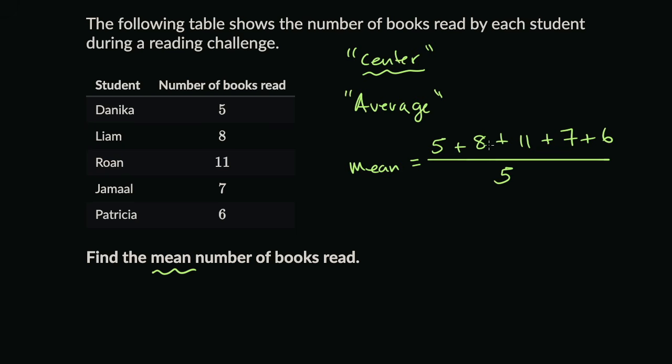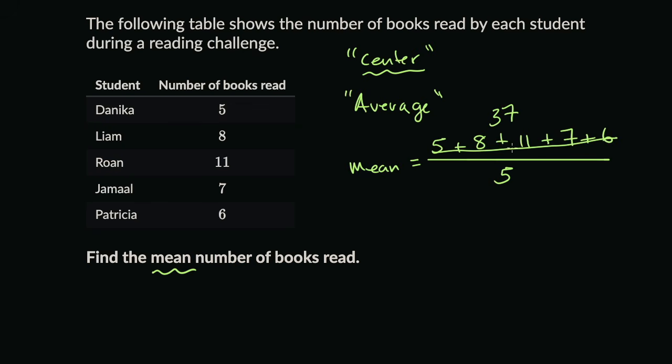So let's see, 5 plus 8 is 13, plus 11 is 24, plus 7 is 31, and then plus 6 is 37. Let's see, did I do that right? Let me go this way, make sure I get the same answer. 6 plus 7 is 13. Yeah, this is 13, that's 13, 36. Yep, this is all going to be 37.